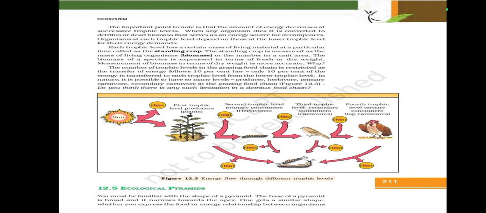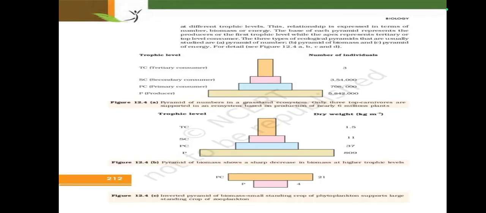12.5 Ecological pyramids. You must be familiar with the shape of a pyramid. The base of a pyramid is broad and it narrows towards the apex. One gets a similar shape whether you express the food or energy relationship between organisms at different trophic levels. This relationship is expressed in terms of number, biomass, or energy. The base of each pyramid represents the producer or the first trophic level, while the apex represents the tertiary or top level consumer.